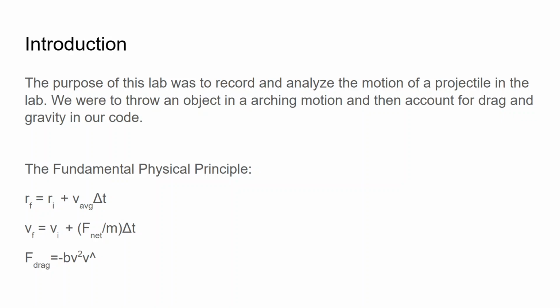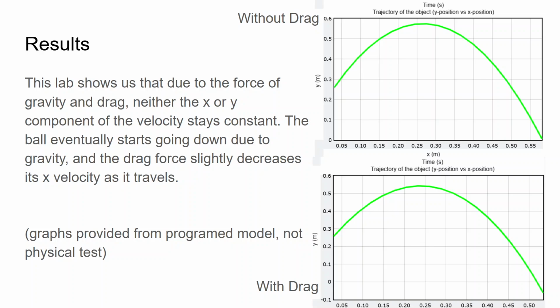code. The fundamental physical principles were the position update formula, the velocity update formula, and the formula for drag, which is the drag constant times velocity squared times v hat. Here are the results. You can see the with drag, without drag, and the with drag.